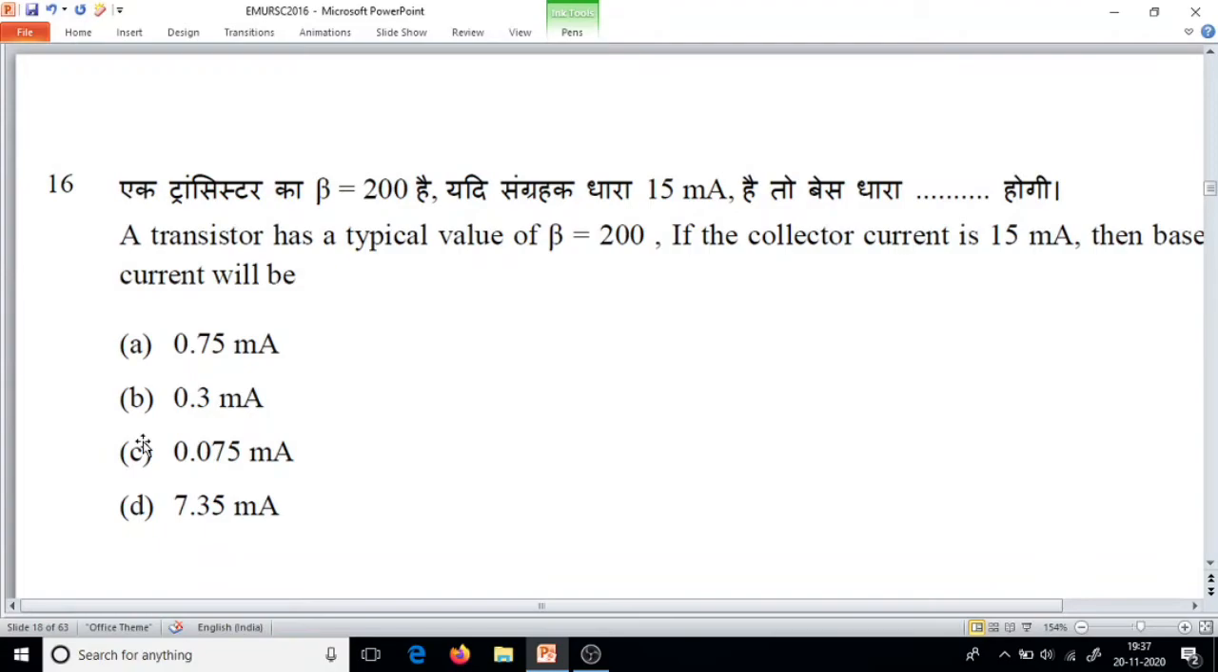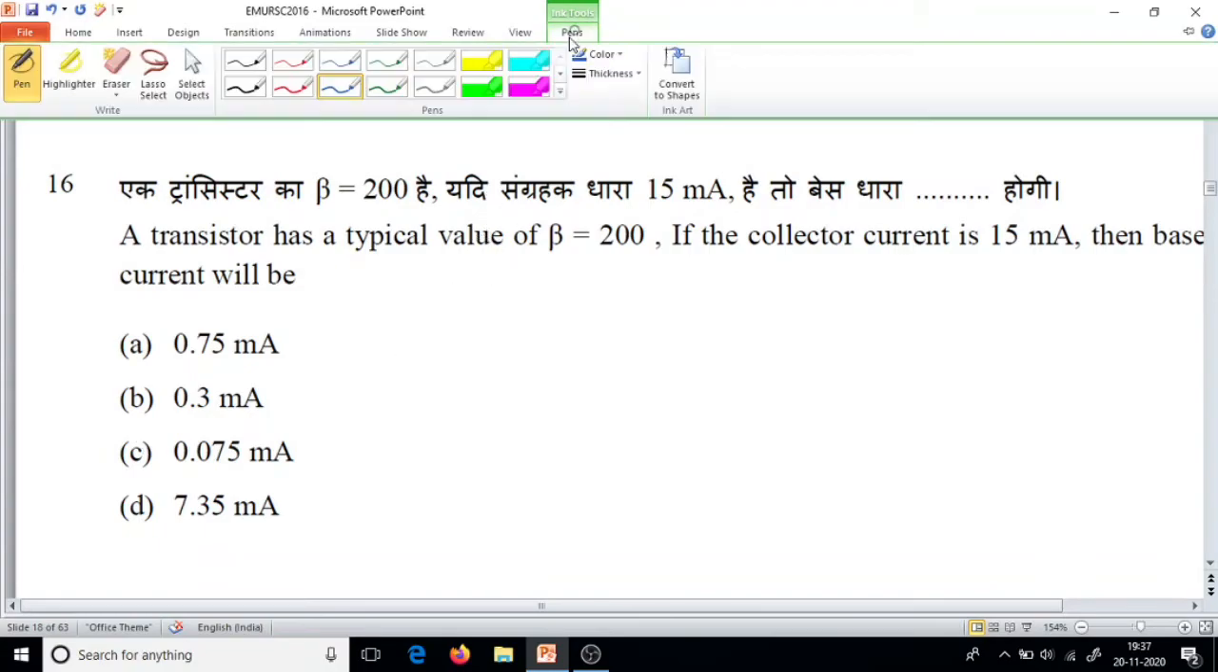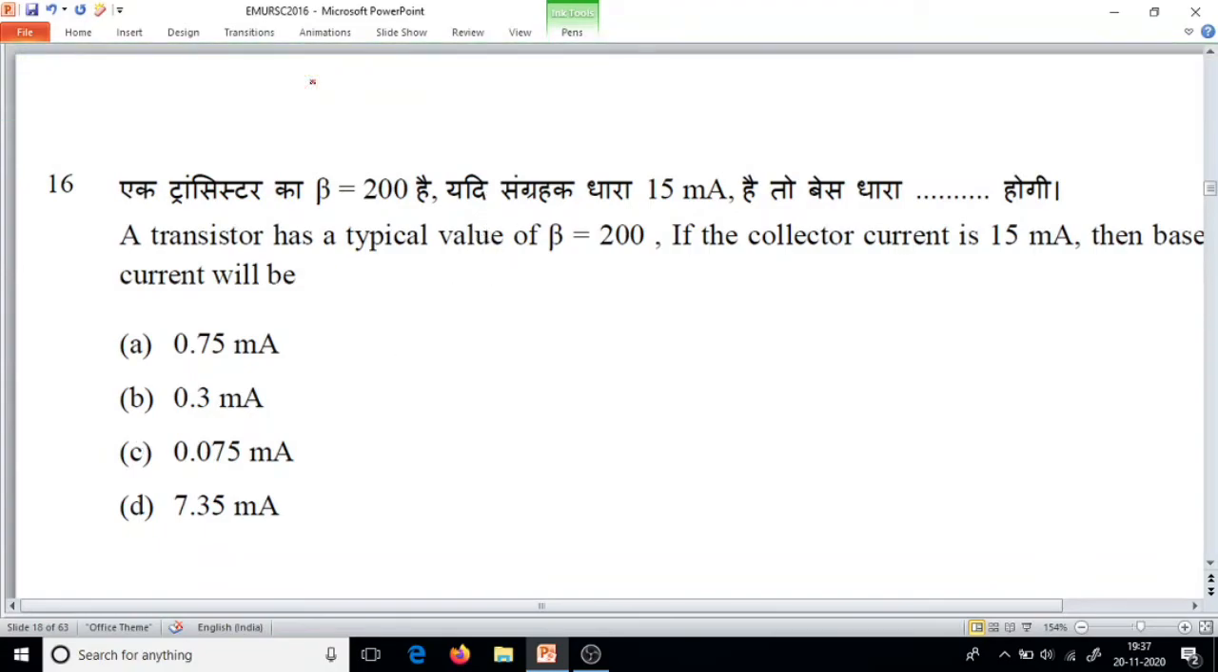Question number 16. A transistor has a typical value of beta 200. The collector current is 15 milliamps. Then base current will be. We have to find the base current. What is the collector current of a transistor? IC equal to beta IB. So IC we know, 15 milliamps. What is value of beta? 200. IB we have to find.